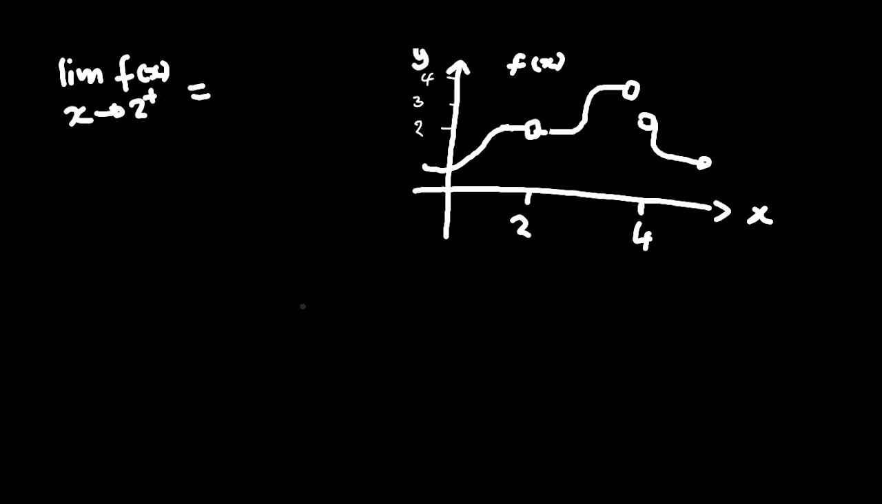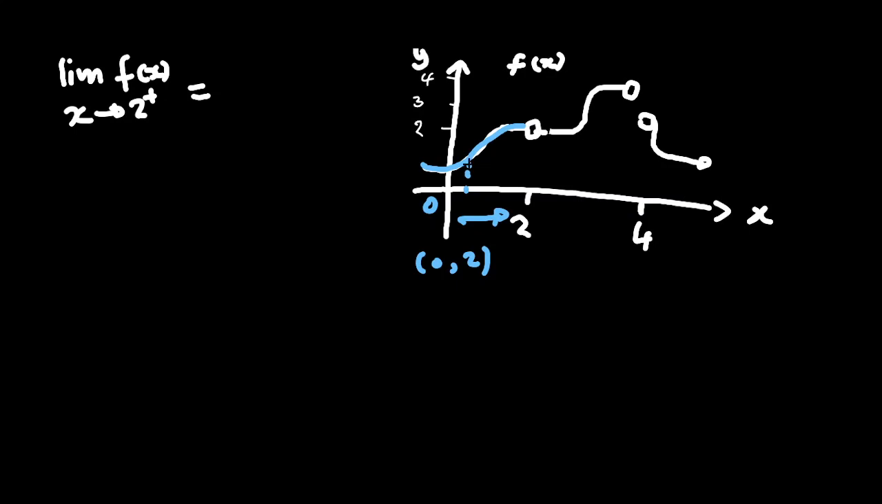What will be the limit? So if I'm coming from this side to 2, what will be the limit? This means my f(x) is defined here at this interval, which is 0 to 2. So my f(x) is defined here.